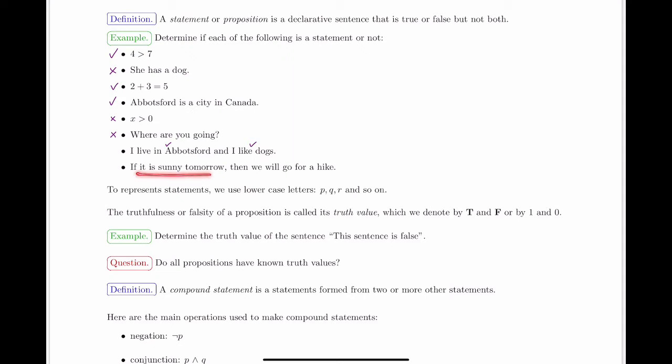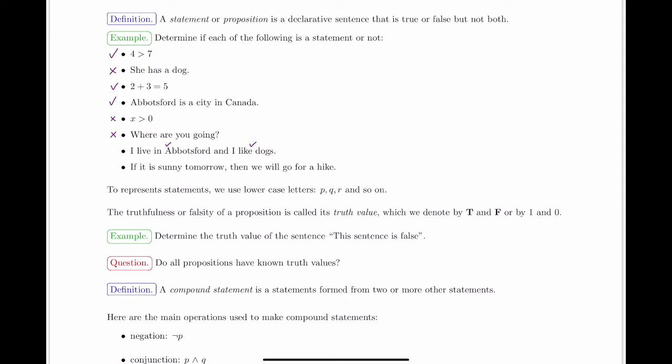If it is sunny tomorrow, then we will go for a hike. Again, this is a more complicated statement, and in fact of the conditional form that I mentioned earlier. So this is something that we're going to have to discuss in more detail about whether or not it's a proposition and what its truthfulness or falseness are.